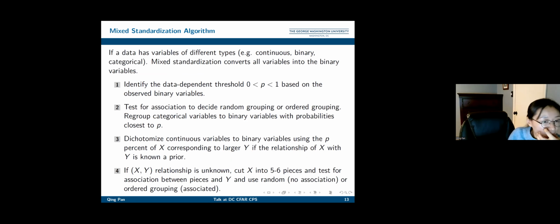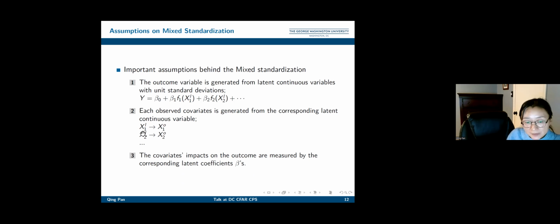So the idea is that if everything is continuous, then we can compare the betas of the continuous latent variables. If they have the same beta, then they should be viewed as having the same impact, and they should be selected with the same probability. That's my argument, and that's what a good standardization method should do.